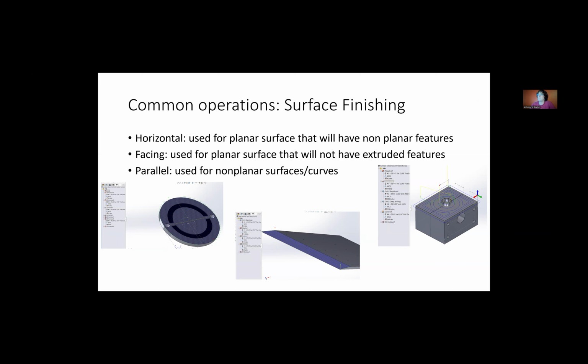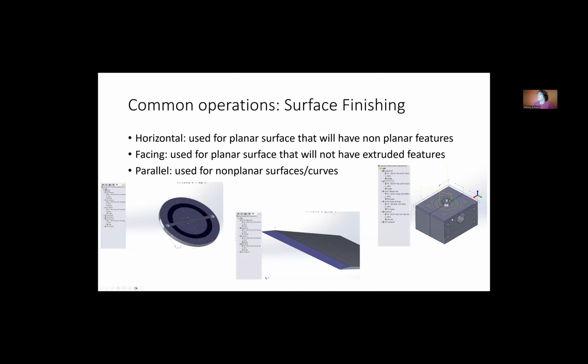Okay, so you have horizontal, facing, and parallel operations that you can perform. Best way to describe it, if you have a horizontal, usually I reserve that for a planar surface that is flat or has good parallelism with the XY plane of the machine. But the horizontal might have certain protruding elements.